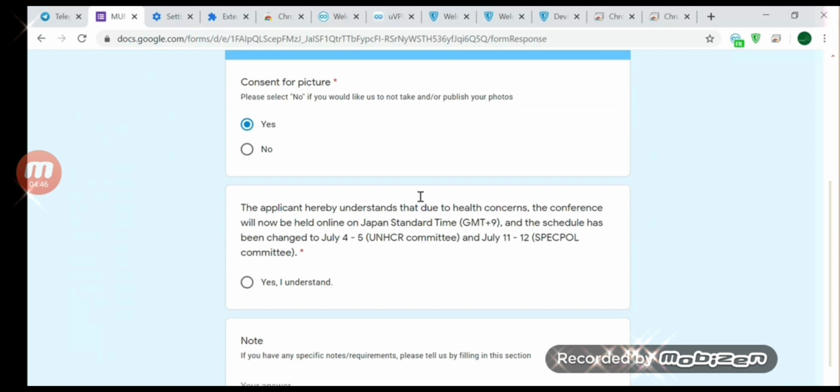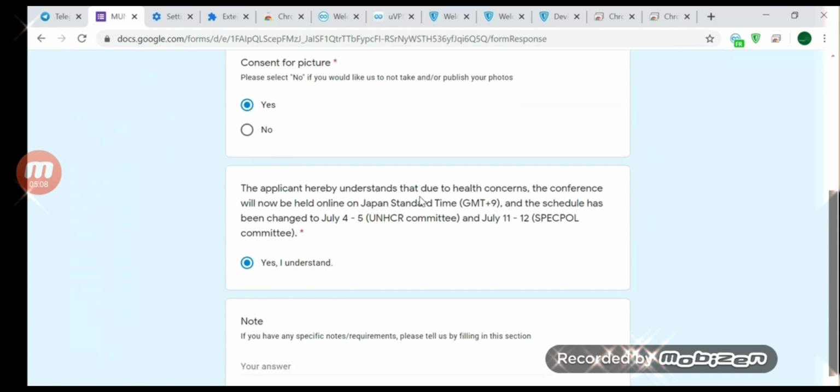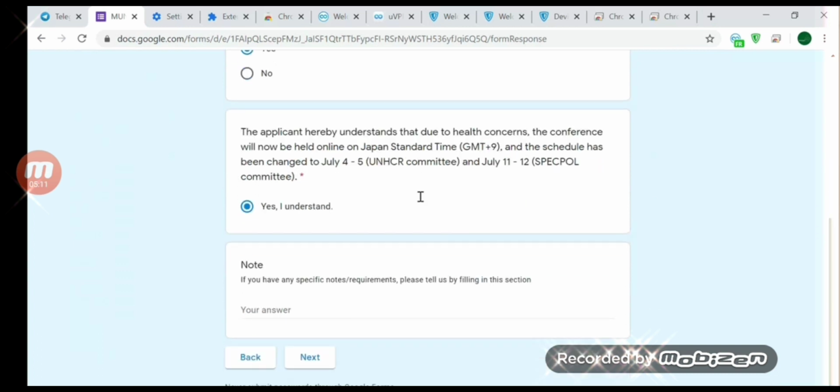The application hereby understands that due to health concerns, the conference will now be held online on Japan Standard Time, GMT plus 9, and the schedule has been changed to July 4th and 5th for the UNHCR Committee, and July 11th and 12th for the Spec Poll Committee. Yes, I understand this, so I'm clicking I understand. Do you have any notes? If not, you can just move on to the next stage.